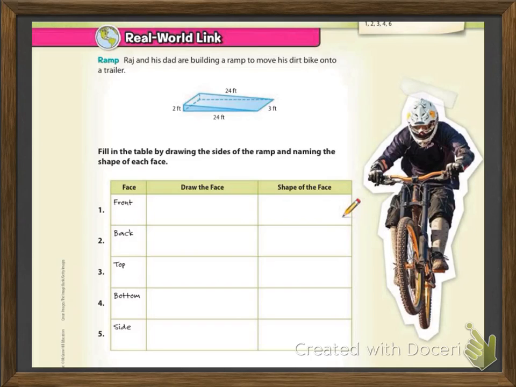So we're talking about the front part. This is the part that I have highlighted here in red. Well, it wants us to draw that face. So go ahead and take a moment to draw that face and label what shape it is. Well, it's in the shape of a triangle.